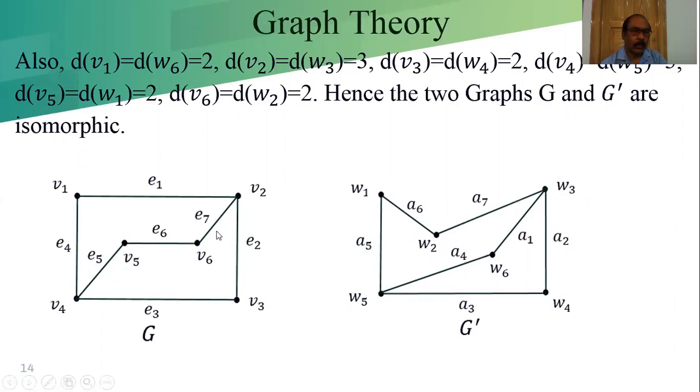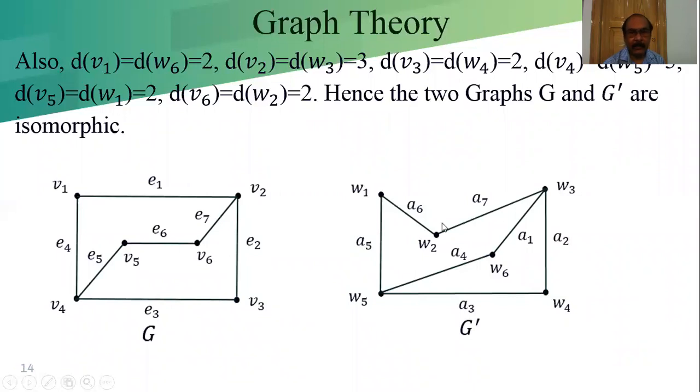2. Now V6 corresponding to W2, degree is 2. Hence the two graphs G and G test are isomorphic. So here clearly we can say that two graphs are isomorphic.